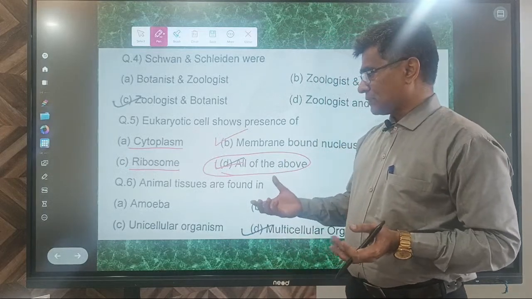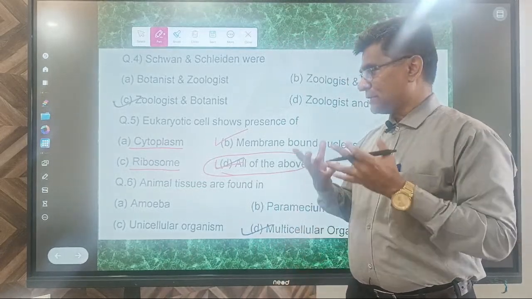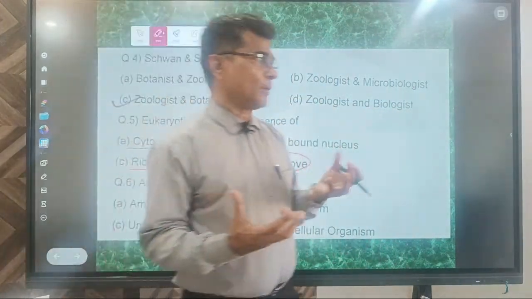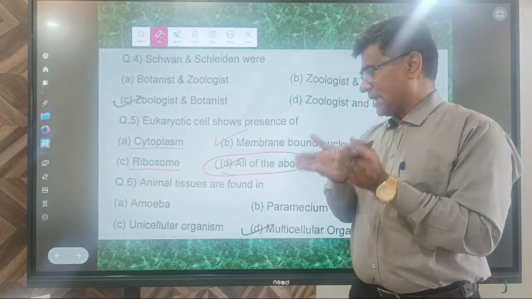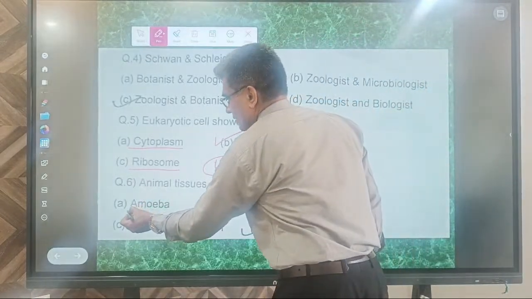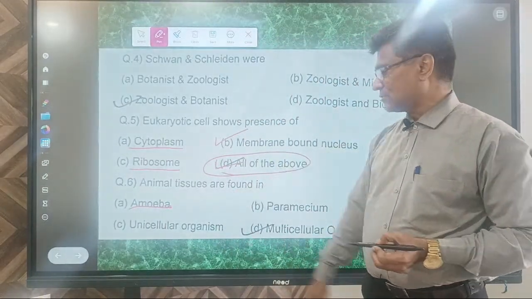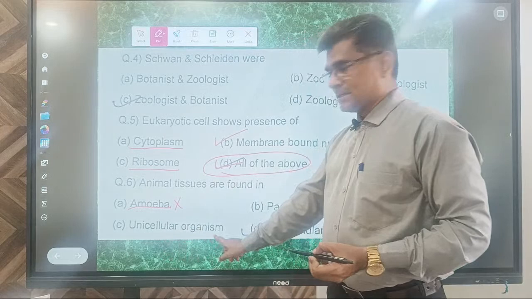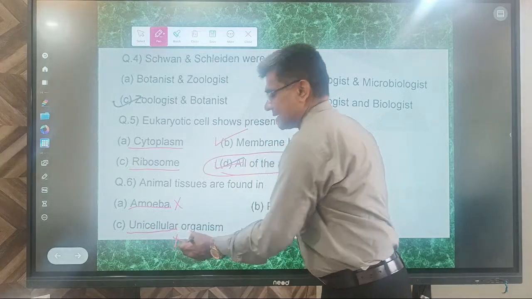Now coming to the next question, that is the 6th one, animal tissues are found in. Now one has to understand tissue. I had mentioned tissue is nothing but a group of similar cells having common origin and function. So when we are talking about a group of cells, that means the animal has to be multicellular. तो यहाँ पर देखो अमीबा, अमीबा तो यूनिसेल्युलर होता है, प्रोटिस्ट होता है, एक ही सेल का बना होता है. So this is not the right answer. Okay, now unicellular organism is out of the box, because a unicellular organism will not form tissue, so this is again wrong.